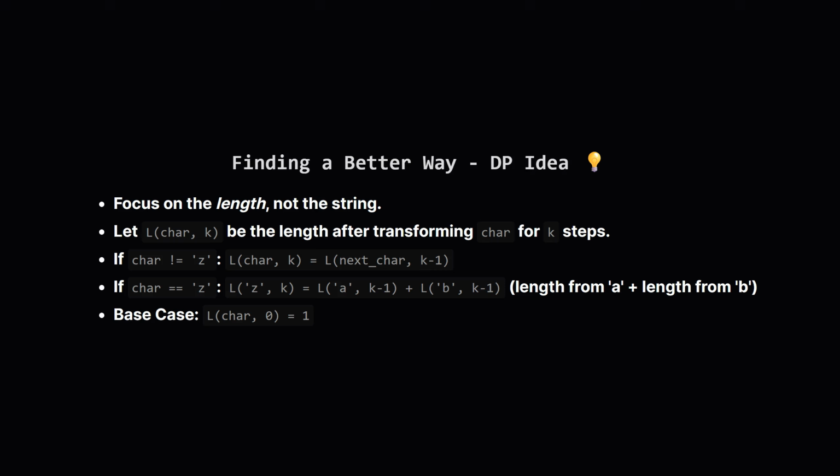Since we only care about the length, let's track how the length generated by a single starting character changes over time. Let's define, say, L of char, k, as the length of the string you'd get if you started with just that character and transformed it exactly k times. After one step, the character becomes the next one, so the length after k steps starting from it should be the same as the length after k minus 1 steps starting from the next character. This works for any character except z. If we start with z, after one step it becomes ab, so the total length is the length you get after k minus 1 steps starting from a, plus the length you get after k minus 1 steps starting from b. Our base case is simple. After 0 steps, any single character has length 1.